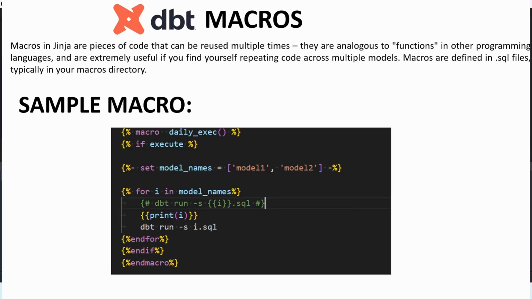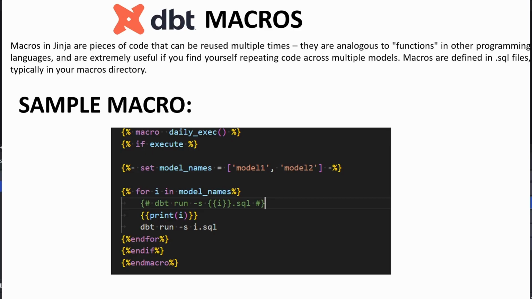Let's now understand what macros are. Macros are pieces of code that can be reused multiple times. These are kind of like Python functions, so you can use them anywhere you want. They are extremely useful if you find yourself repeating code across multiple models. Macros are defined in .sql files, typically in your macros directory.